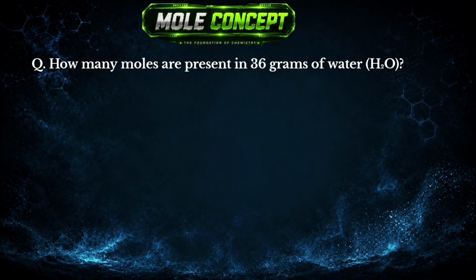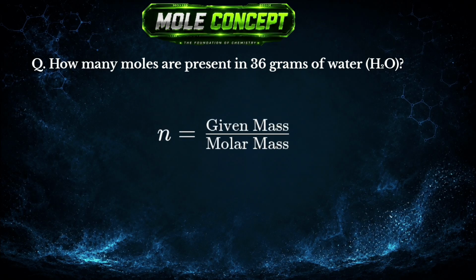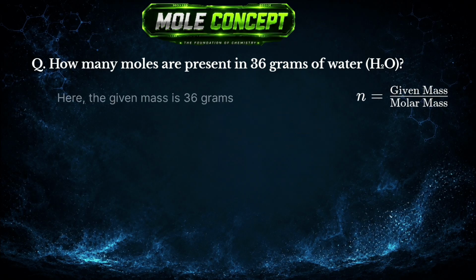Question 2. How many moles are present in 36 grams of water, H2O? Again, we need to find the number of moles. Since the mass is given, we use the same formula. Number of moles equals given mass divided by molar mass. Here, the given mass is 36 grams. Now let's calculate the molar mass of water.